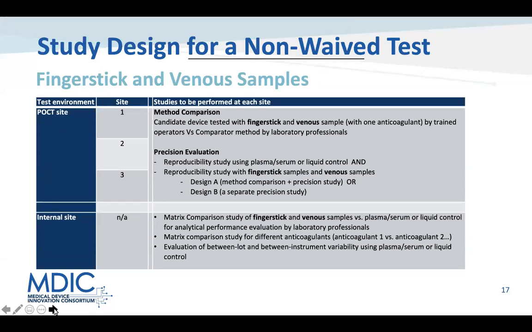You can also do matrix comparison between multiple anticoagulants. The method comparison is done with one anticoagulant, and you can do a matrix comparison study across multiple anticoagulants. If there is no difference in the performance between anticoagulants, then you don't have to do a method comparison study again. So that will be a dual indication, fingerstick as well as venous. Again, the disclaimer is we are not talking about heel stick samples and arterial samples and things like that in this document. They are handled separately. This is specifically focusing on how to get the fingerstick study designs done more consistently.